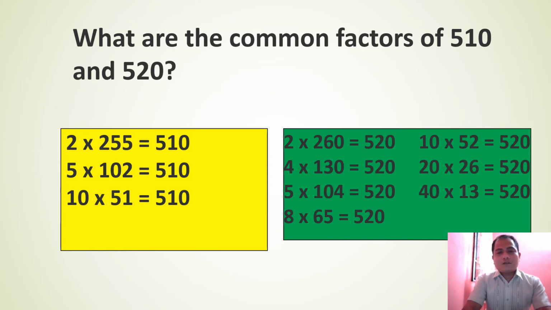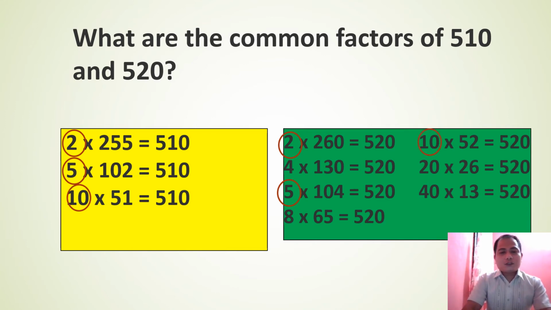Now, let's identify the common factors or yung same na factors ng 510 and 520. So, we have 2 and 2. Meron din sa 510, meron din sa kabila, 520. We have also 5 and 5. We have also 10 and 10.